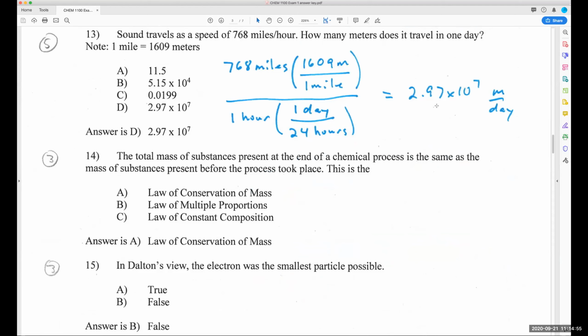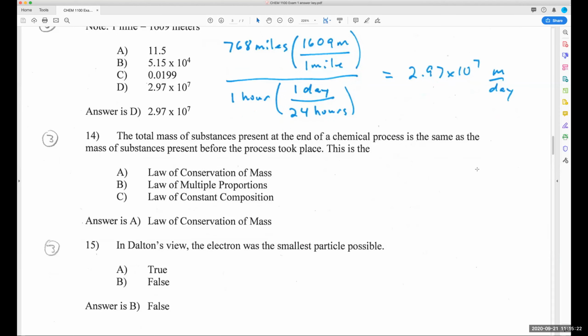Number 14, total mass of substances present at the end of a chemical process is the same as the beginning. That's law of conservation of mass. That's one of the things we're going to be talking about today. That law of conservation of mass is big in balancing equations and stuff, which is what chapter 3 starts to talk about.